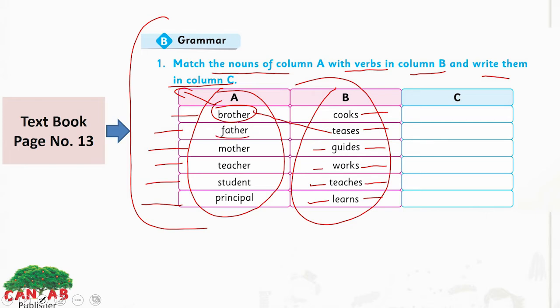The second one is father. What does father do? Mostly. He works, he teaches, he learns, he guides or cooks. No, father cooks, but sometimes, but not mostly. What does a father do? Mostly. Yes, he works. He works for us to earn for our lives. The father will be matched with the works here.